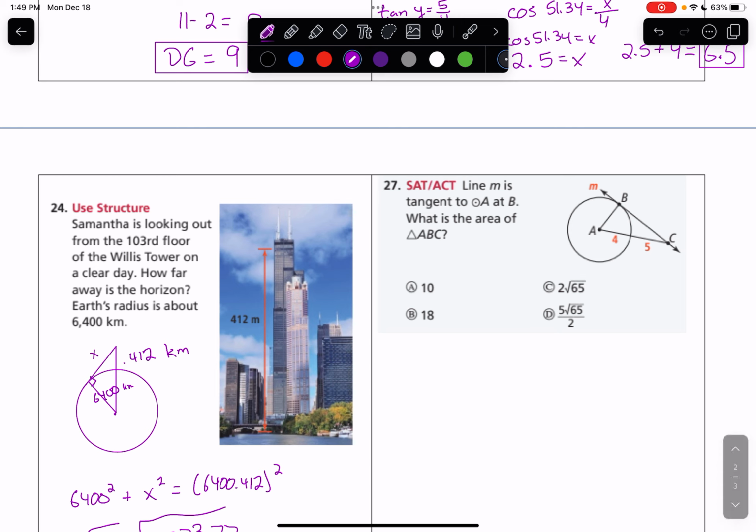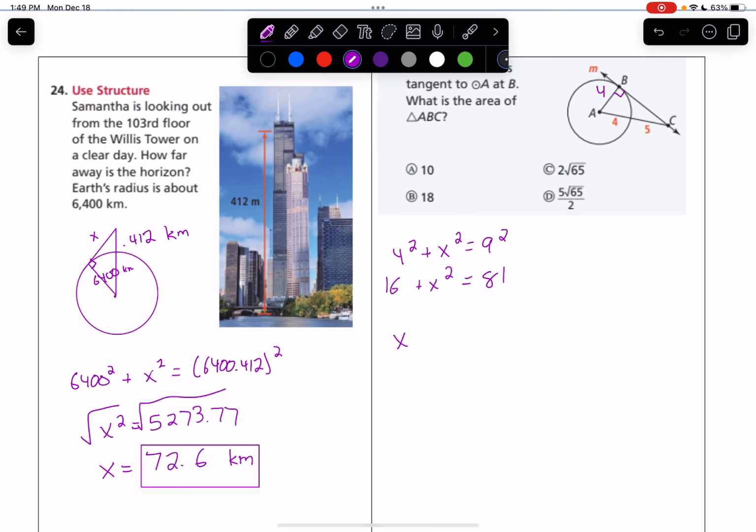Next, 21. Line M is tangent to circle A at B. What is the area of triangle ABC? Well, to find area, we need to find the base and the height of this triangle. I know that any radius I draw in the circle will be 4. And so I know that the hypotenuse is 9. One side is 4, and I know this is a right triangle. So I'm going to find BC by using the Pythagorean theorem. 4 squared plus x squared equals 9 squared. That's 81, and that means that x squared is 81 minus 16, or 65.